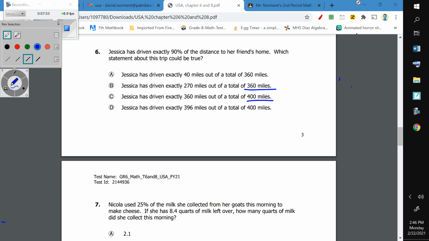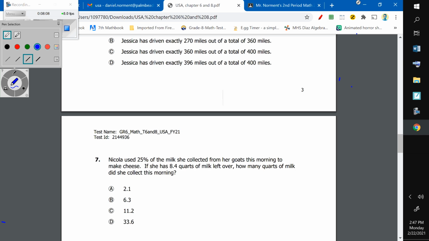So which one of these numbers is 90%? Is this 90% of this? Or is this 90% of this? Or is this 90% of this? Or is this 90% of this? Which one of those is the right 90% form? Number 7.